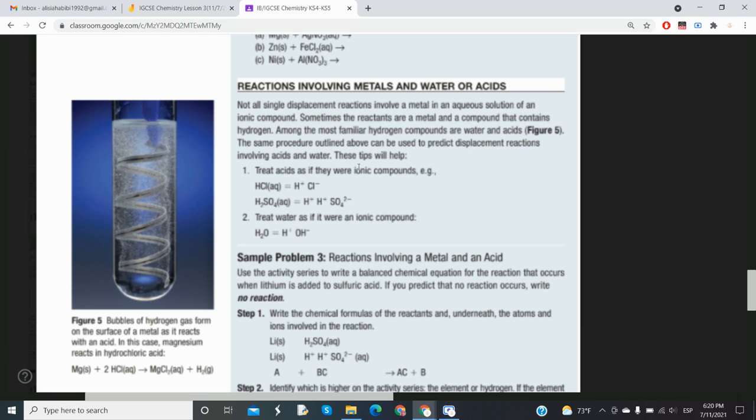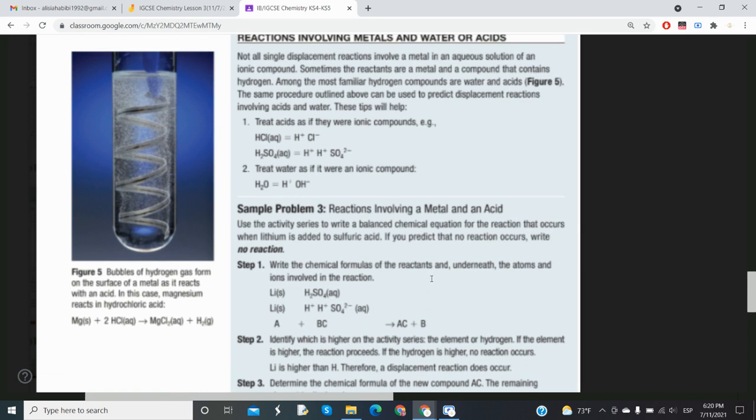These tips will help. Now, they said whenever you are reacting metals with water or acids, you need to treat the acids as if they were ionic compounds. For example, hydrochloric acid: hydrogen has a positive charge, chlorine has a negative charge. Sulfuric acid: hydrogen has a positive charge again, and sulfate has a 2- charge. So you treat them as if they were ionic compounds, and the same thing happens for water. You treat it as an ionic compound, which means hydrogen and hydroxide.